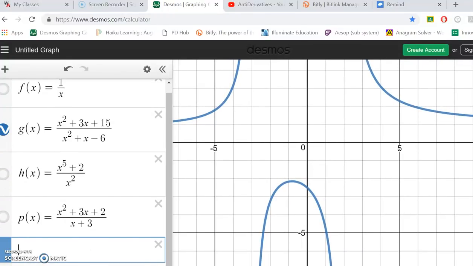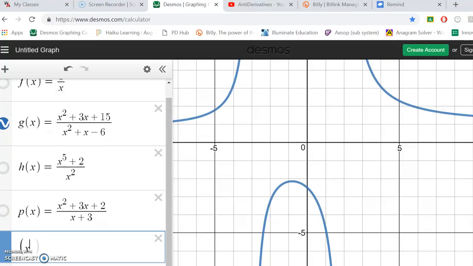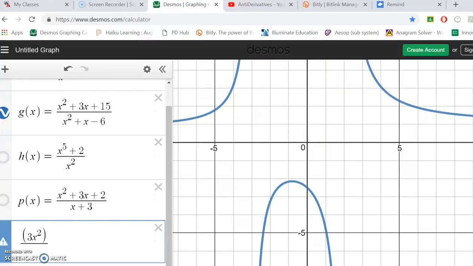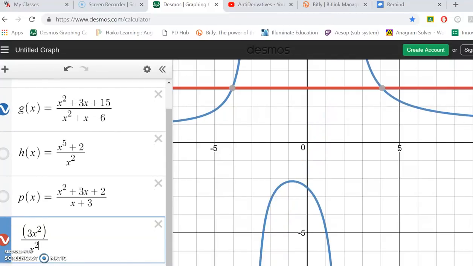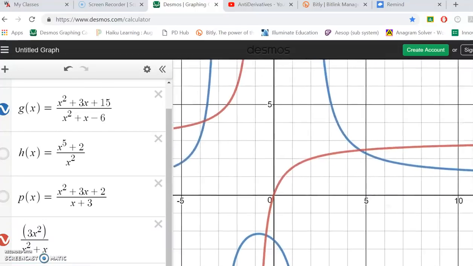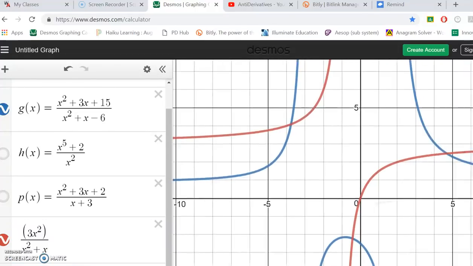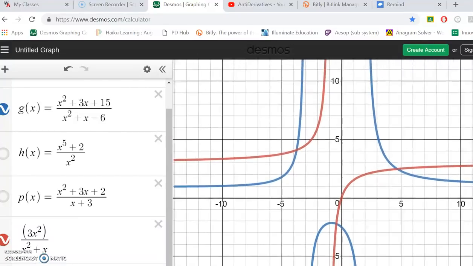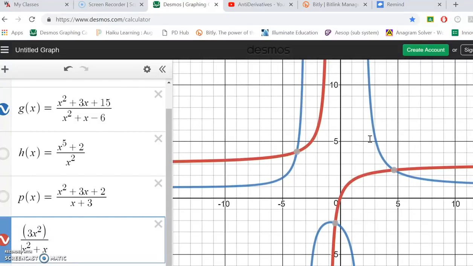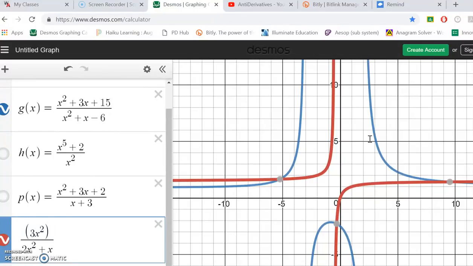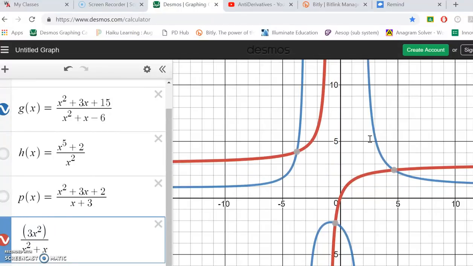So let's see if we can do another one. We'll have x raised to the second. Let's make this 3x squared over x squared plus x, and see what's happening to that end behavior. And this time I want you to use leading coefficients that are different. See what happens as you play some games with the leading coefficients.